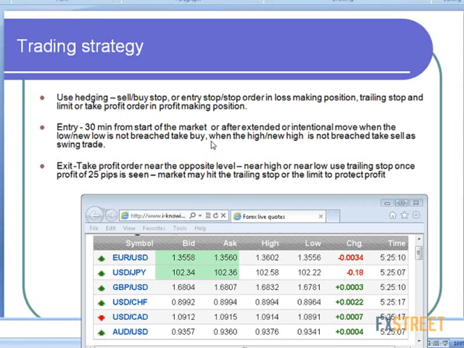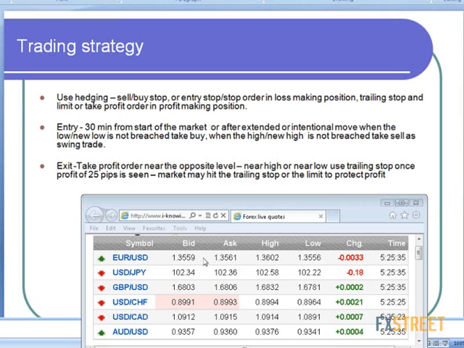If the market goes against me 30 pips in 30 minutes, immediately my position will be hedged. That means it will open the buy stop or the sell stop. Buy stop on the higher side, sell stop on the lower side. So I will have two positions.